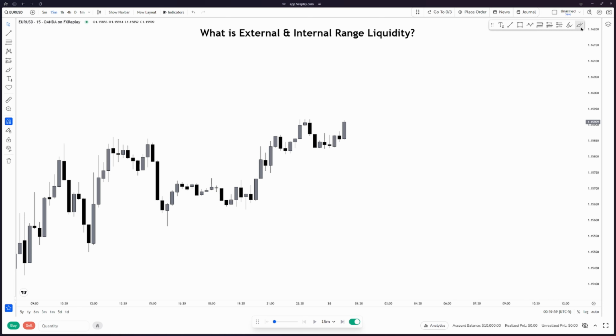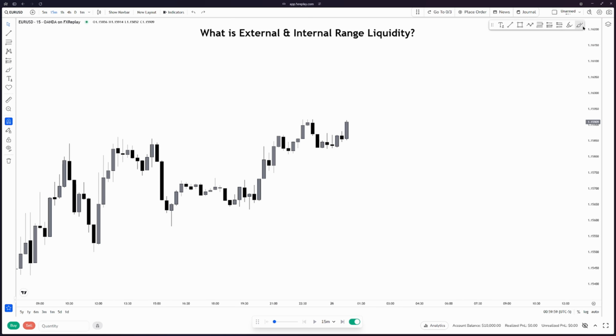Today I'm revealing external and internal range liquidity, the two liquidity pools that decide where price goes next. And in the next few minutes, I'll break it down in the simplest way possible.